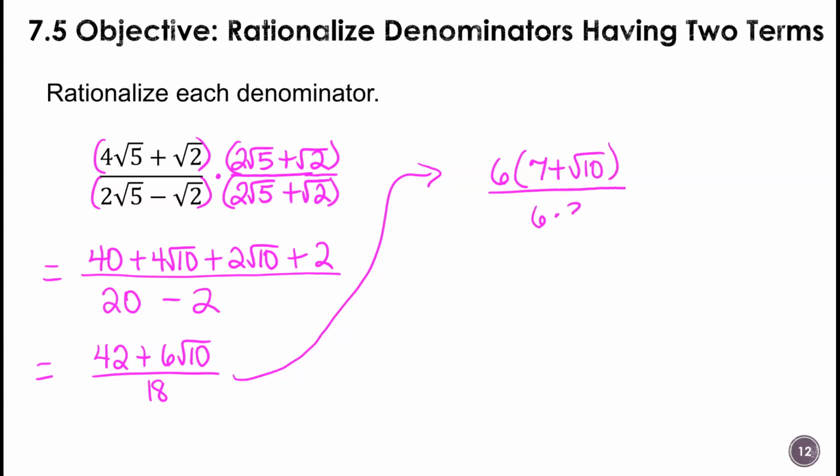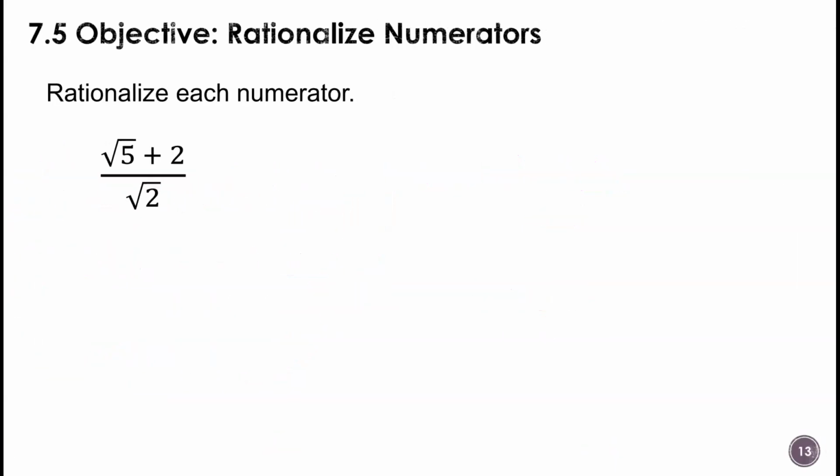And 18 is 6 times 3. So there's my common factor, right, of 6. And so my answer is 7 plus the square root of 10 over 3. And that's considered simplified. And remember, you can only simplify if you have a common factor between your numerator and denominator. Okay, so I'm going to stop this video and then we'll pick up rationalizing numerators on the next video. And that will then complete this lesson.